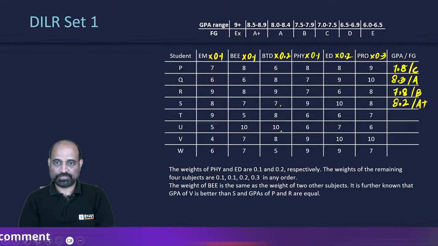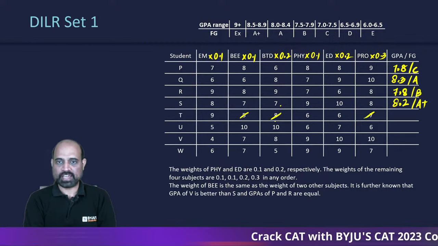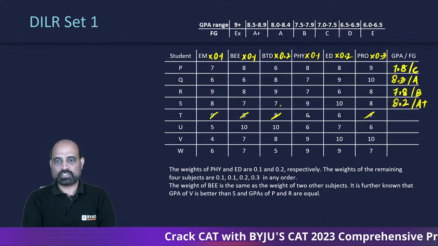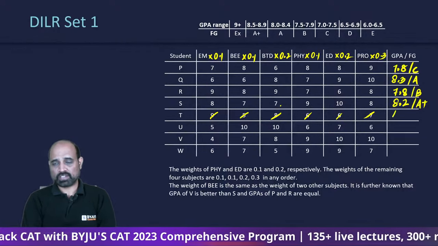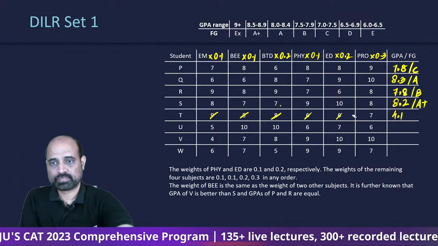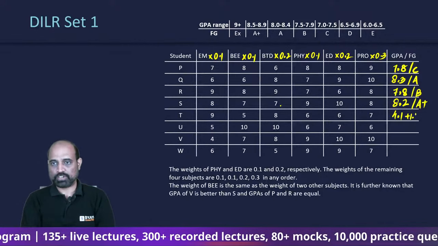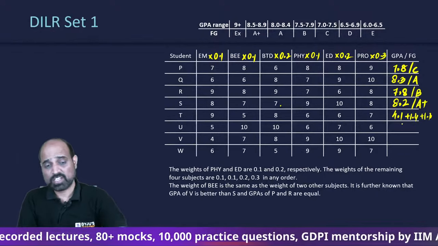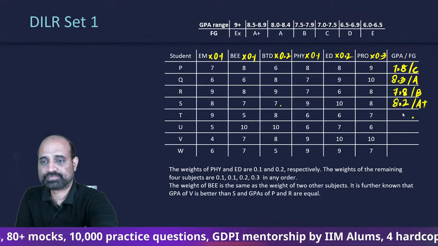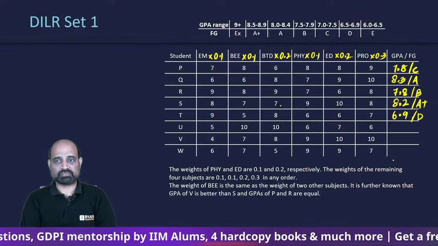Okay, for T, we have 6, 6, 7, 5, 8. Okay, so 7, 5 and 8, this is 20. This is 15, so 35, 41, so 4.1. Then we have 8 plus 6, 14, so that is 1.4, and 7 into 2, 1.4. So 2.8 and 4.1 is 41 and 28, 69. So 6.9. And 6.9 will result in a grade of D.